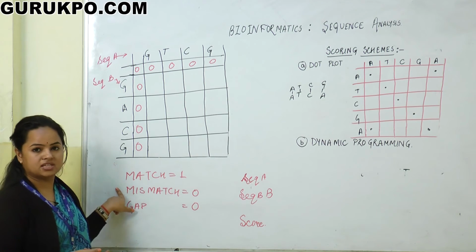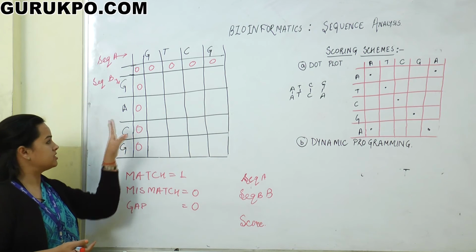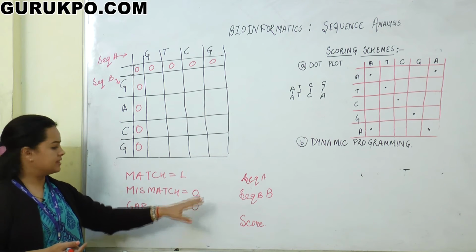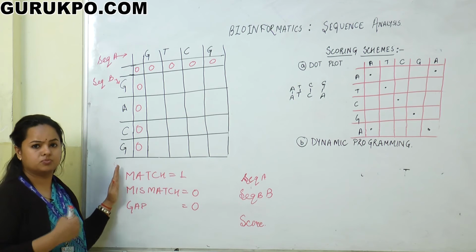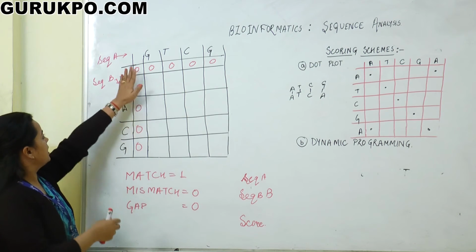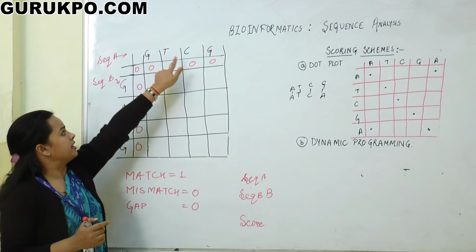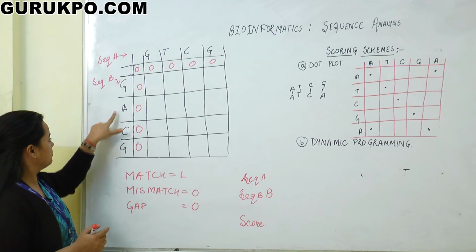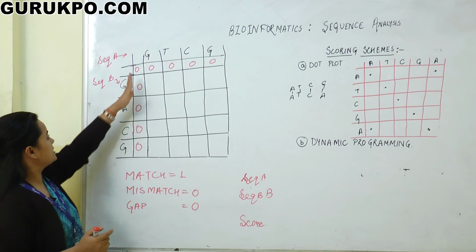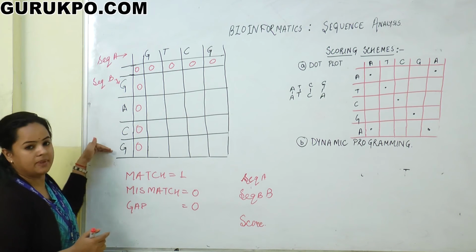If there is a mismatch, we will give it a score of 0, or if there is a gap in any of the sequence, we will mark it 0. This is the condition which must be fulfilled while filling up this matrix. Therefore, in sequence A and sequence B, we have m number of characters and n number of characters. These are the columns and these are the rows of the matrix.